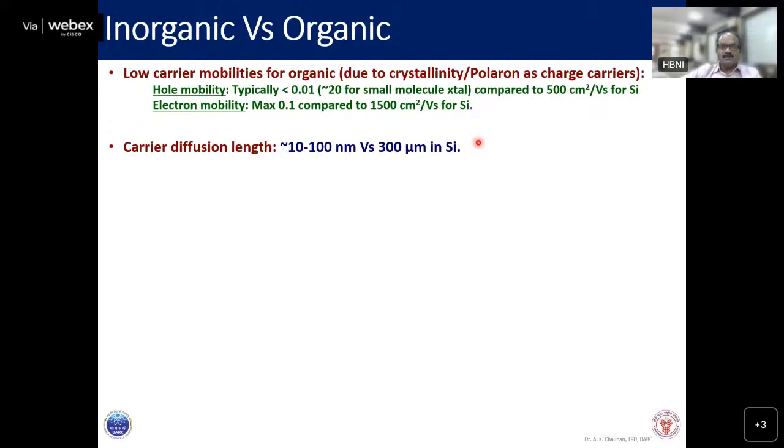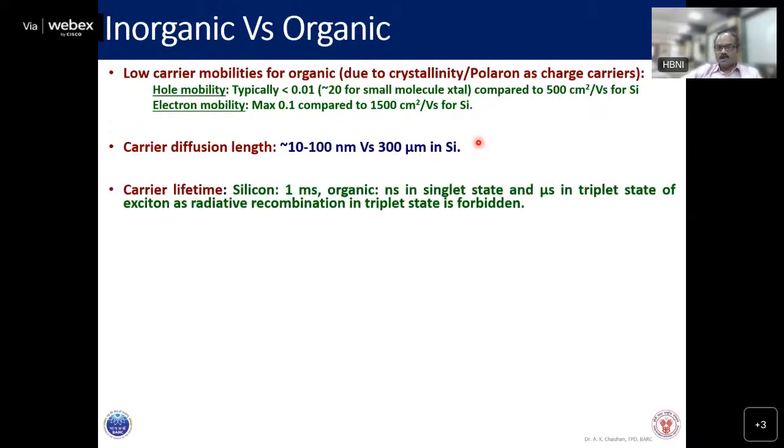The carrier diffusion length is typically 10 to 100 nanometers in case of organic semiconductors, and in silicon, it is about 300 micron. That is the reason why in silicon the thickness of the P layer is typically up to 300 micron.